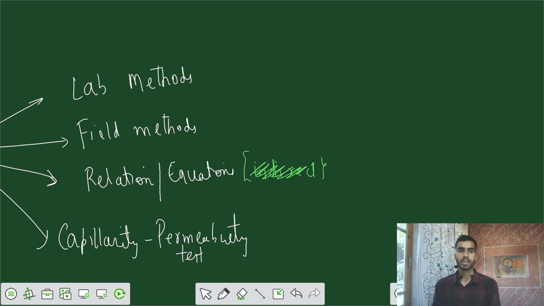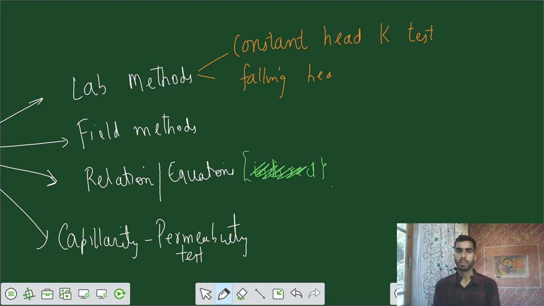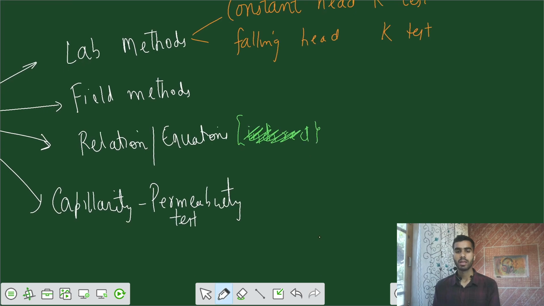From the lab methods, we have two different kinds of tests. One is the constant head permeability test, and the second one is the falling head permeability test. In the field methods, we perform the test in the field with pumping wells, extracting water from the wells. That's the pumping out test, and the next one is the pumping in test.